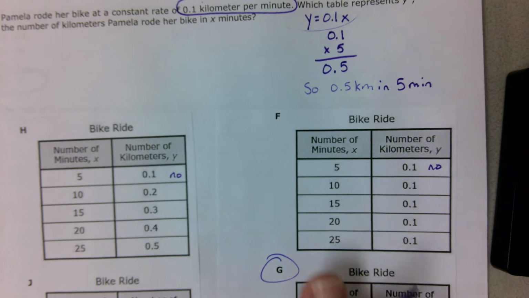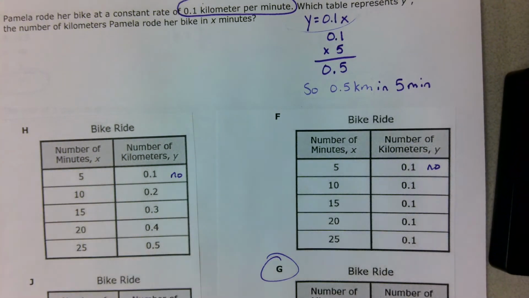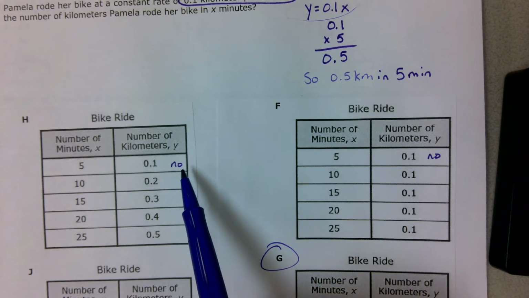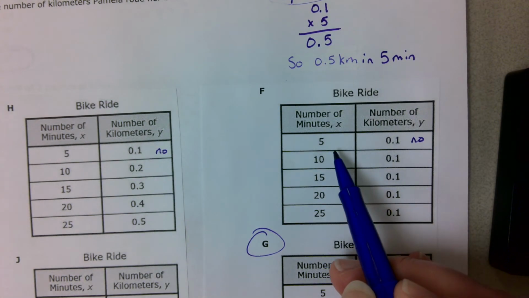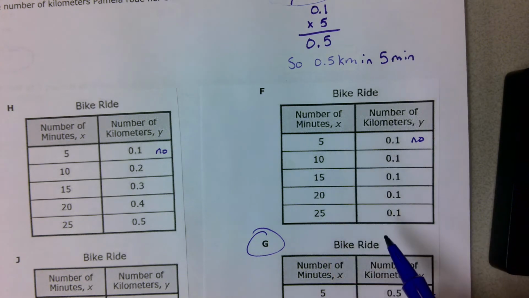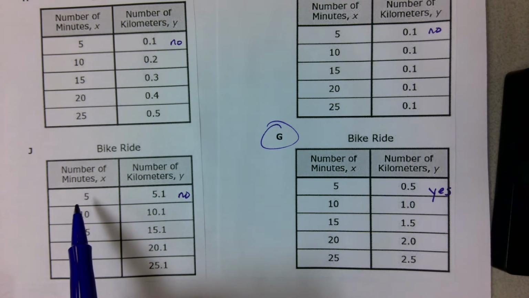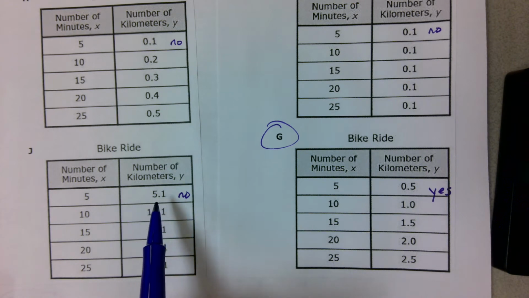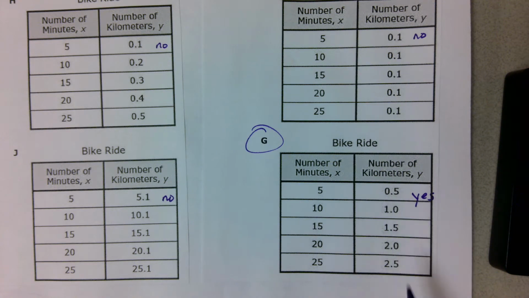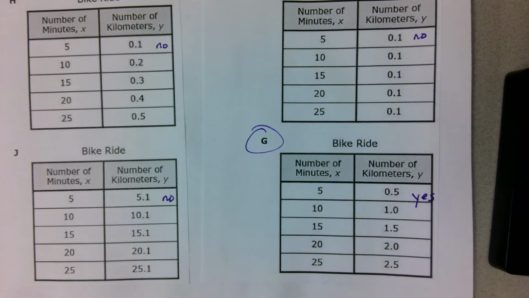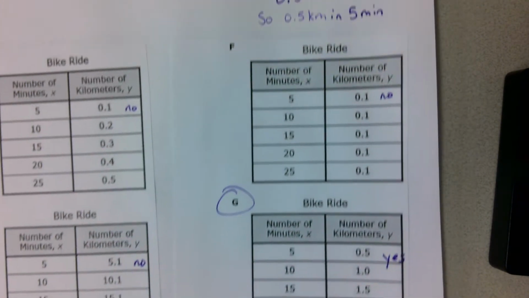And I did do these F and G backwards from H and J, but it's still gonna give us what we need. 5 minutes, 1/10 is wrong. 5 minutes, 1/10, still wrong. And that's 1/10 the whole way through. 5 minutes, 5 and 1/10, that's wrong. 5 minutes, 5/10. That one is correct. G was your correct table for that scenario.